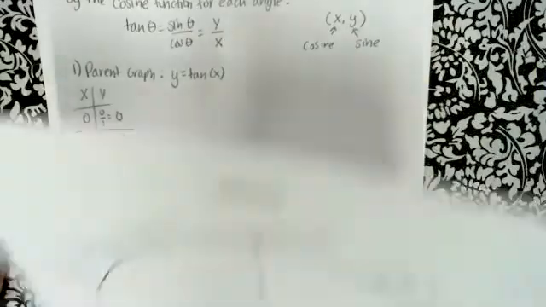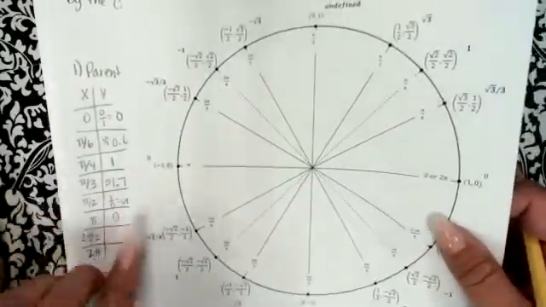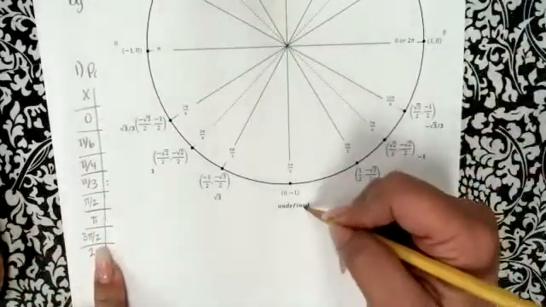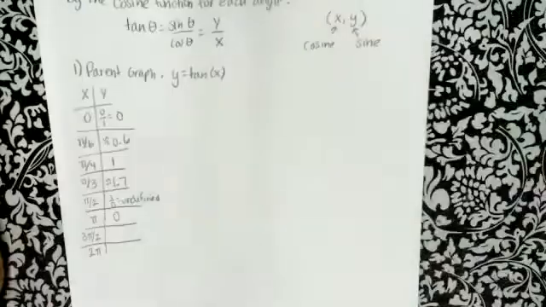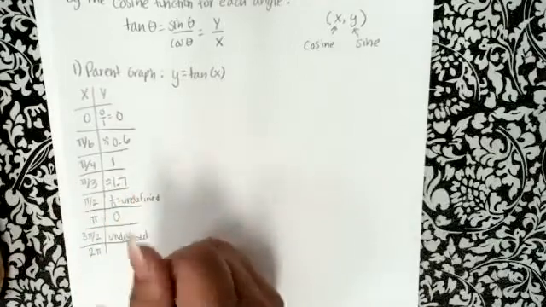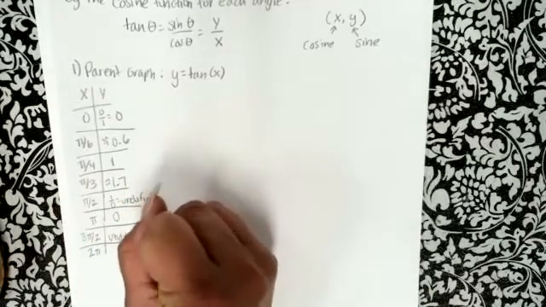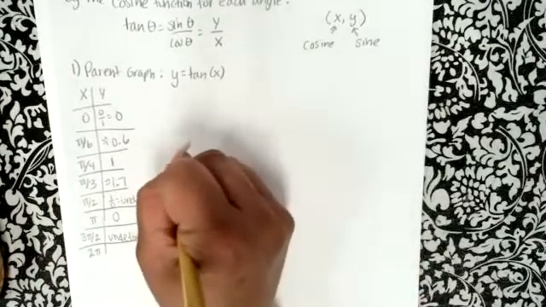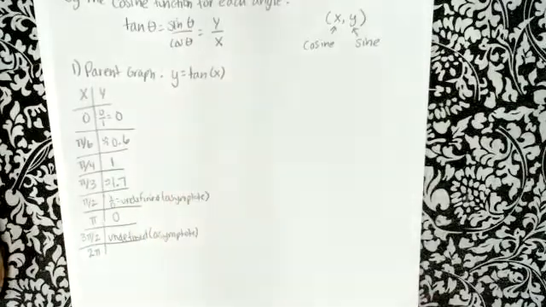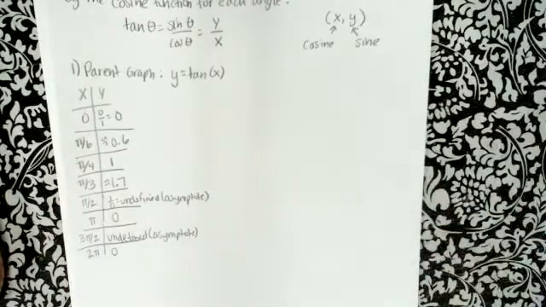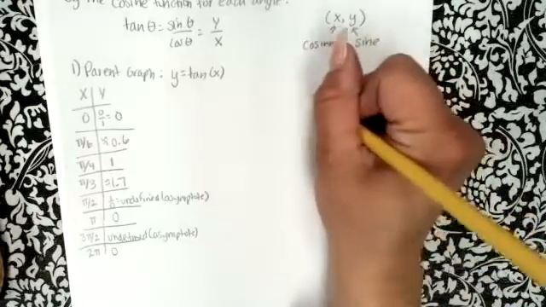3 pi over 2, let's look at my unit circle this time. You can use a calculator if you want. At 3 pi over 2, that's down here. Once again, it is undefined. And like I said, that is going to create an asymptote. And then at 2 pi, I get a 0. So just like sine and cosine, the pattern is going to repeat itself. This is what it's going to look like.